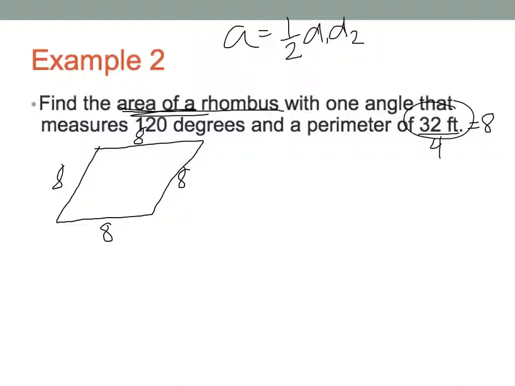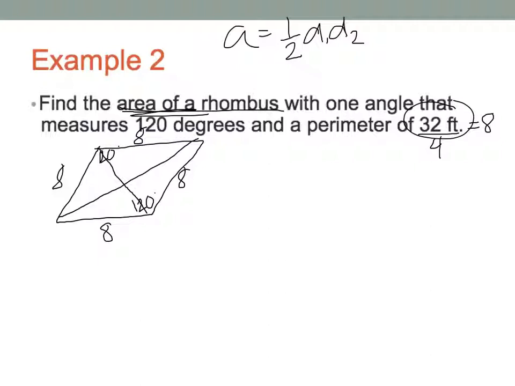Okay, well, I don't need to know the length of each side per se for the formula. I need to know the length of each diagonal. And the other piece of information I was given is that one angle, and here's the obtuse one, is 120 degrees. That also means this one's 120 degrees. Let's draw in my diagonals that ultimately I'm going to need to find.